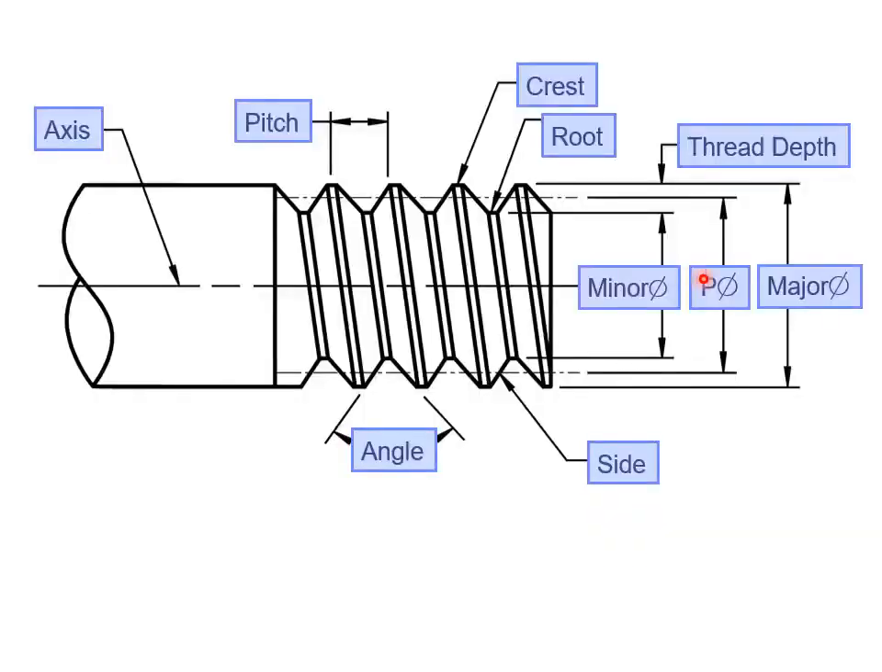Okay, let's learn some terms here for threads. So we have the axis of the shaft. We have the pitch, which is the distance from tooth to tooth. And we have the crest, the top of the tooth, and we have the root, the bottom, and the thread depth from the crest down to the root.